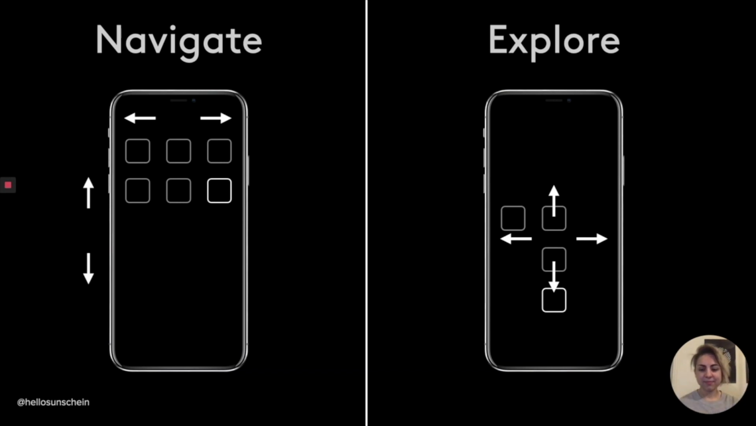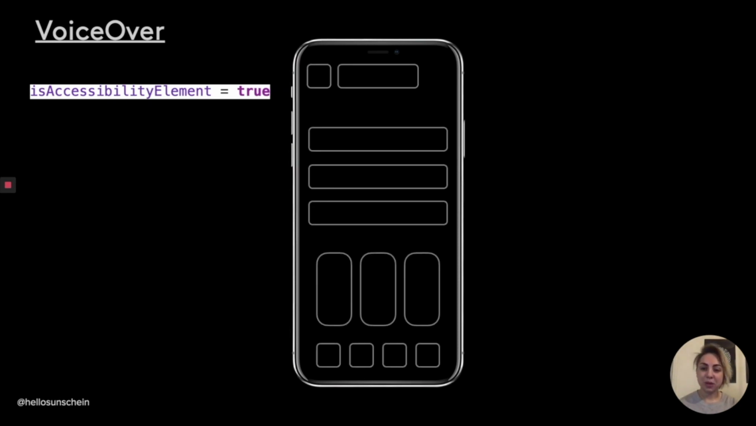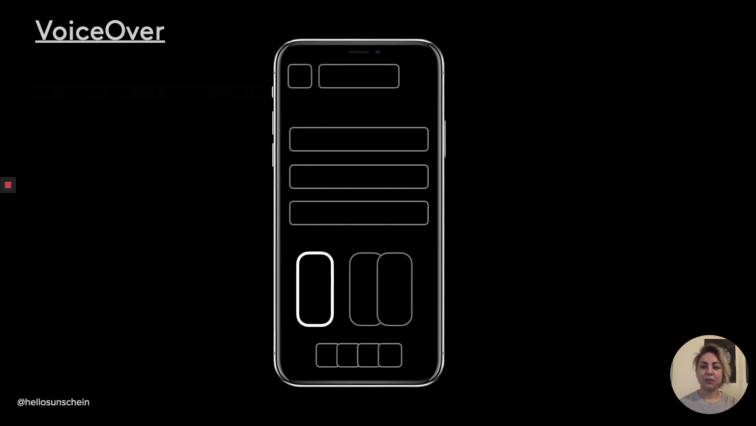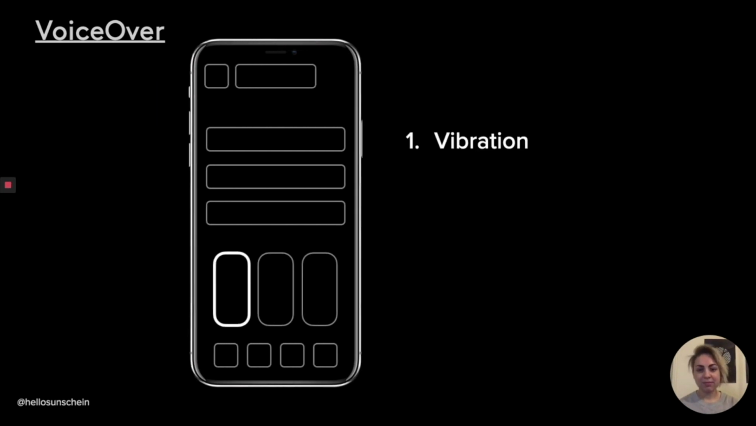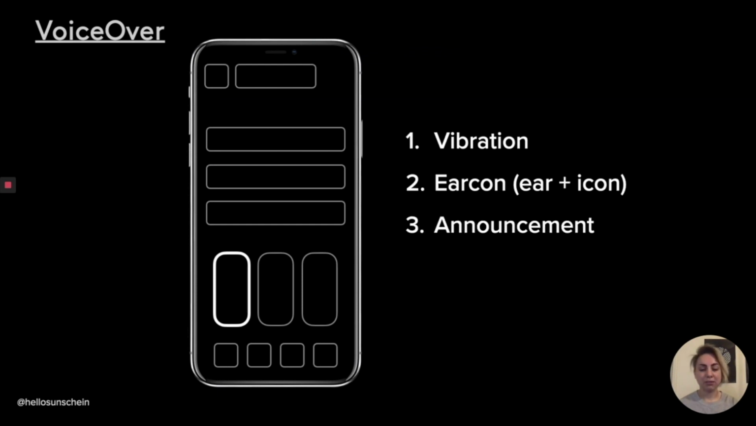The way VoiceOver works is that it scans the screen for accessible elements, and every time you reach one, it becomes focused. When something becomes focused, you'll feel a vibration, hear an earcon, and an announcement describing the element and how to interact with it.